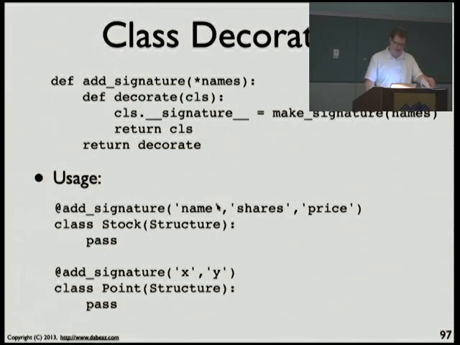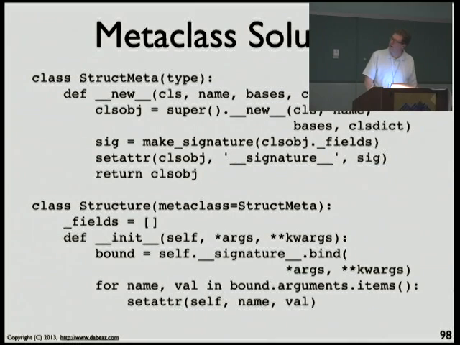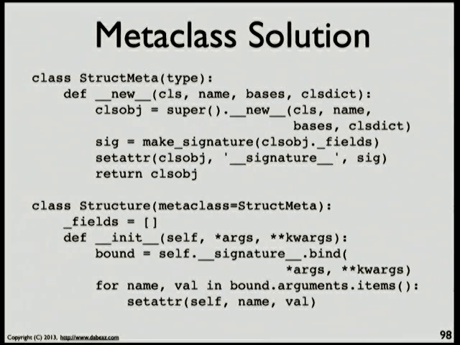You could just say, okay, add a signature, name, shares, price. And then it would sort of drop that on there. I'm not sure, it kind of works okay, but I'm not sure I really like that. The other alternate approach would be to define a sort of a metaclass to do this.